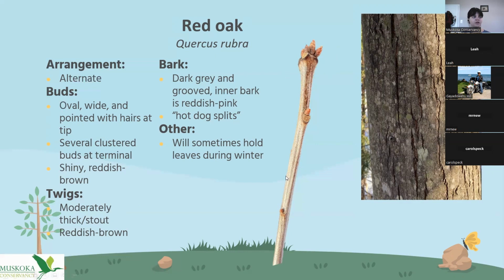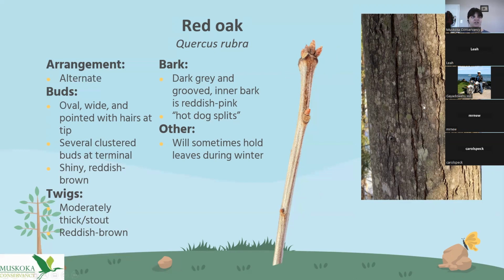The twigs are considered quite thick and stout for oaks as well, and for a red oak, it's a reddish brown color. The bark is pretty fun too. It's a dark gray all around, but it is grooved and almost has a look as if it's splitting. So that's why I refer to it as hot dog splits. So if you guys are cooking hot dogs on the barbecue, you'll notice, of course, that they begin to split as they get cooked, and that's sort of what the red oak looks like as well.